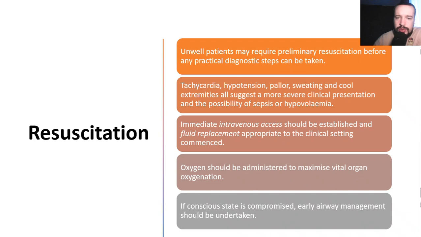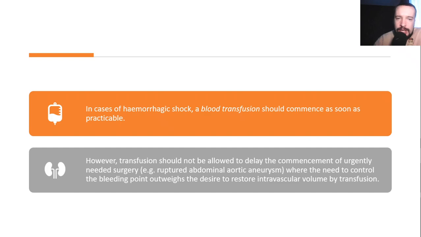Oxygen should be administered to maximize vital organ oxygenation. If conscious state is compromised, early airway management should be undertaken. In case of hemorrhagic shock, a blood transfusion should commence as soon as practicable. But you need to remember the indication for the blood transfusion, and the indication is a hemoglobin level less than 80 and hematocrit less than 25.